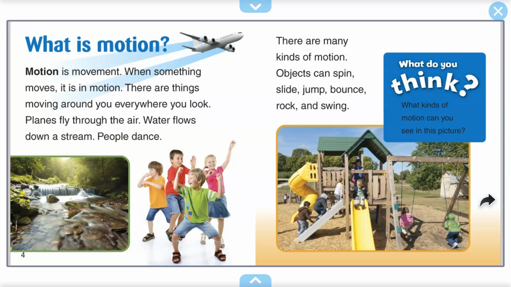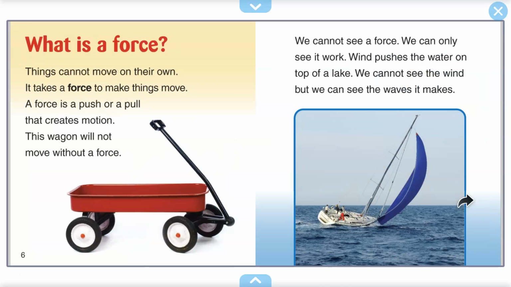What do you think? What kind of motion can you see in this picture? Look at this picture of the playground. Go ahead and shout out what you see, what motions you see. Do you see climbing and swinging and sliding? Excellent.